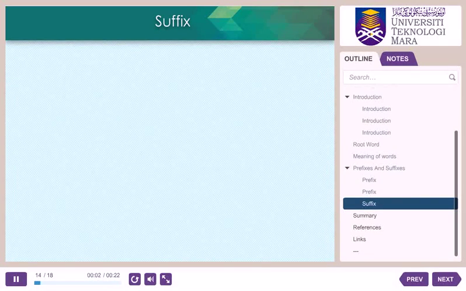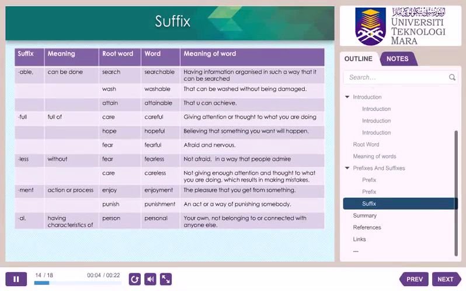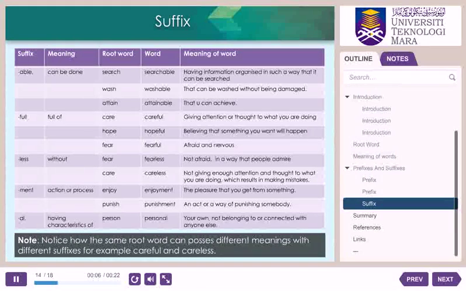Here are some suffixes that change meaning of root words. Notice how the same root word can possess different meanings with different suffixes. For example, careful and careless.